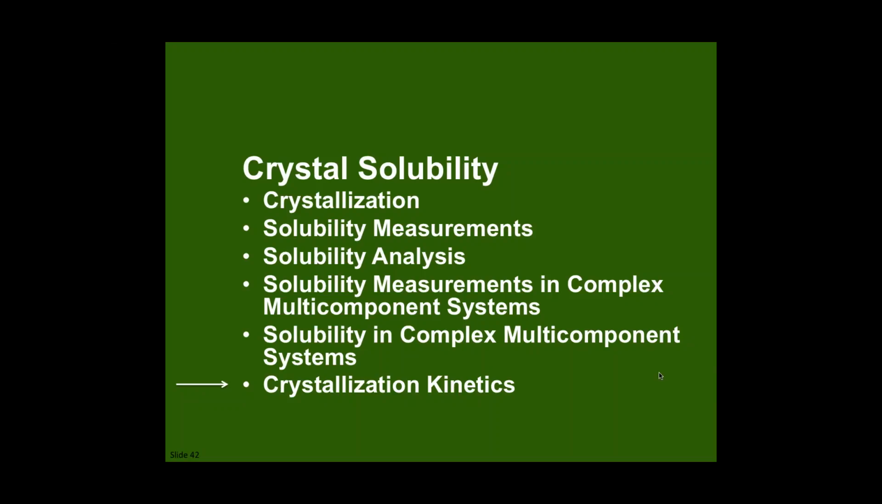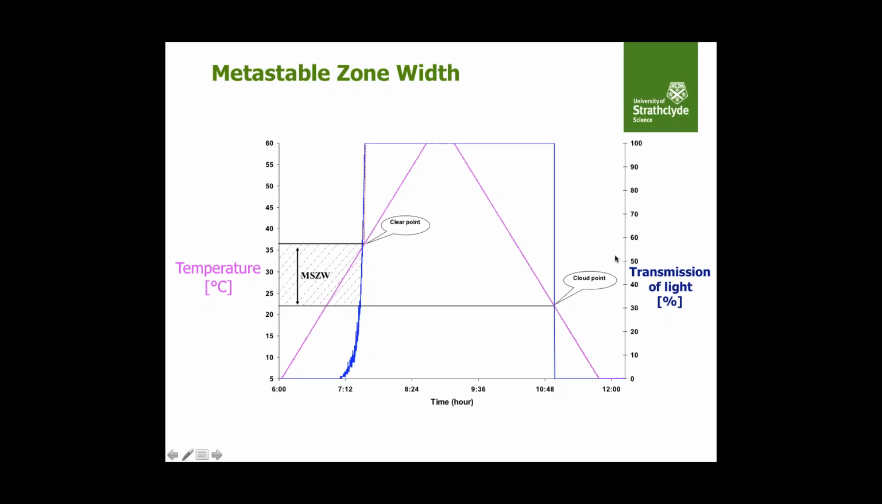And as a last topic, I wanted to tell something about crystallization kinetics. So once you determined the solubility, say the thermodynamics, we can also look at the kinetics. So in a clear point temperature measurement, you would increase the temperature in a suspension until you see a clear point. So that would be around 37 degrees. You see the clear point.